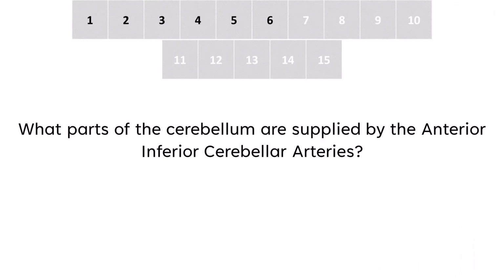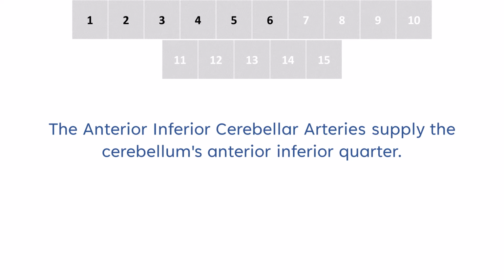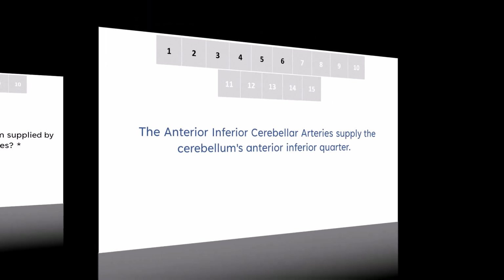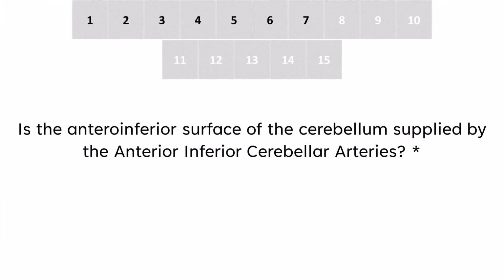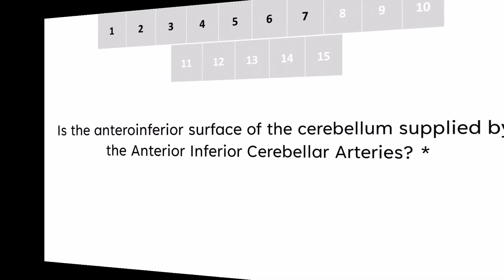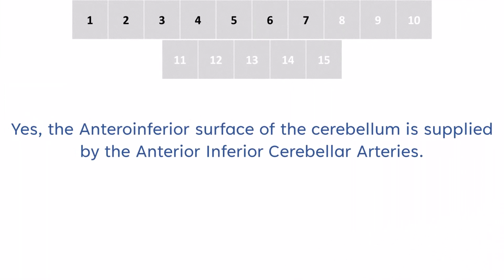What parts of the cerebellum are supplied by the Anterior Inferior Cerebellar Arteries? The Anterior Inferior Cerebellar Arteries supply the cerebellum's anterior inferior quarter. Is the anteroinferior surface of the cerebellum supplied by the Anterior Inferior Cerebellar Arteries? Yes, the anteroinferior surface of the cerebellum is supplied by the Anterior Inferior Cerebellar Arteries.